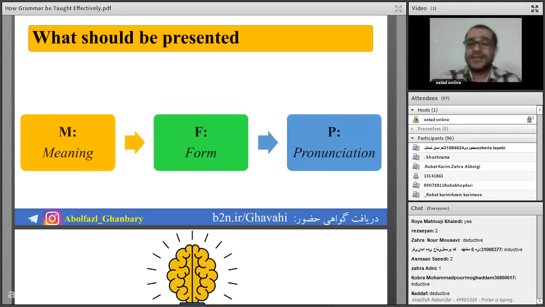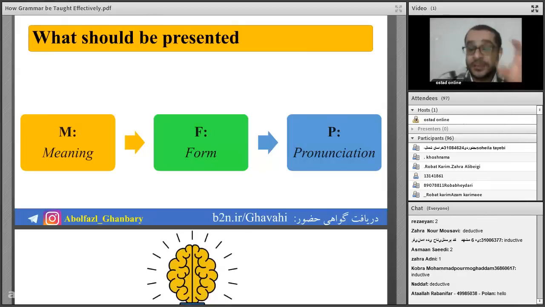But for presenting these three issues in the classroom, we need techniques: how to present meaning, how to present form, how to present pronunciation. The common way among us, among teachers, is explanation.